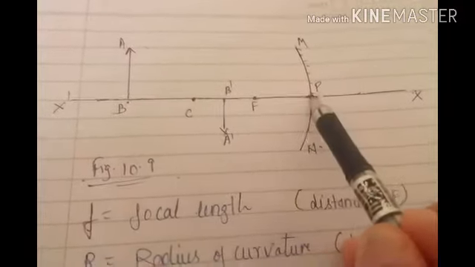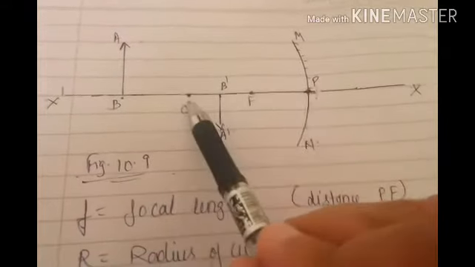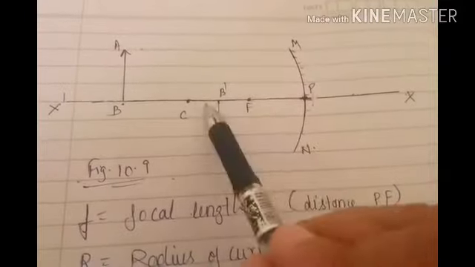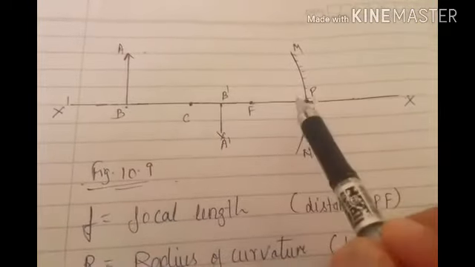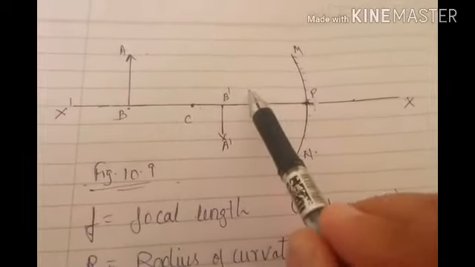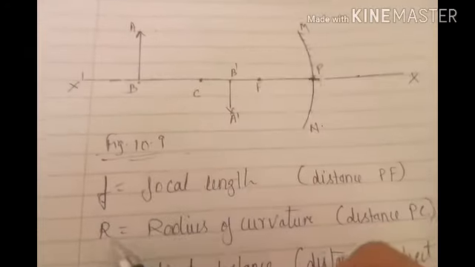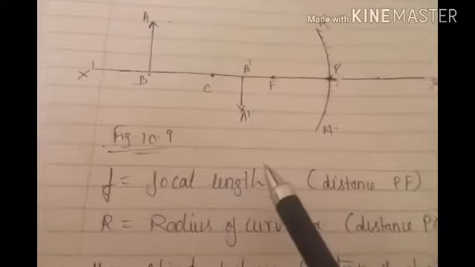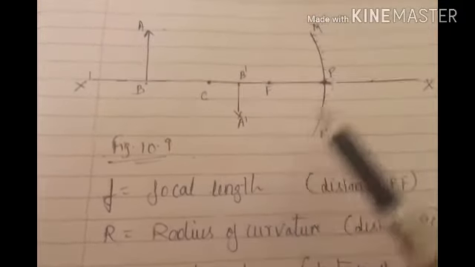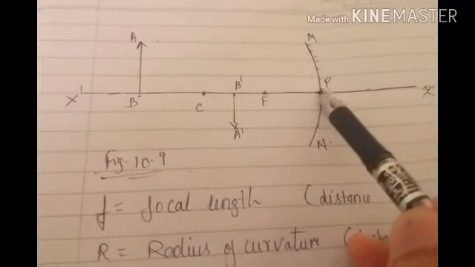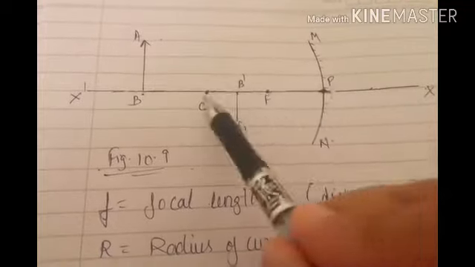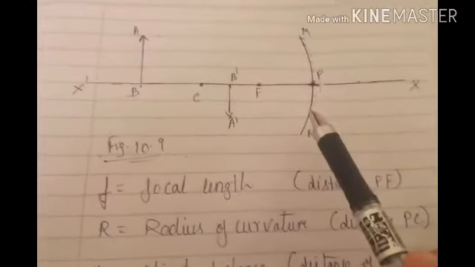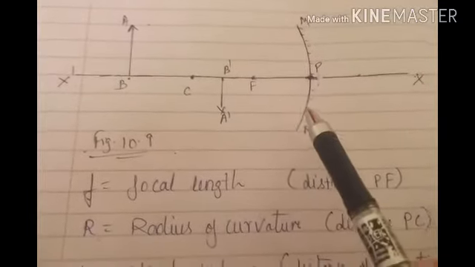That is correct. But all the distances on the left hand side are considered negative. Okay, they are negative distances. So for PC, if you are given that the radius of curvature is 6 centimeter, you will take R equal to minus 6 centimeter because it is present on the left hand side. All the distances are to be measured from the pole of the mirror, so PF, PC, etc.